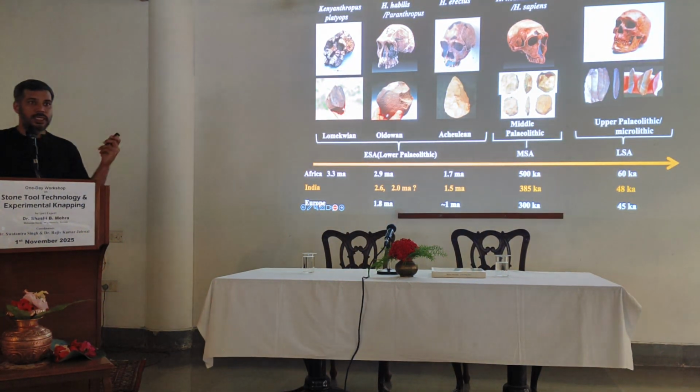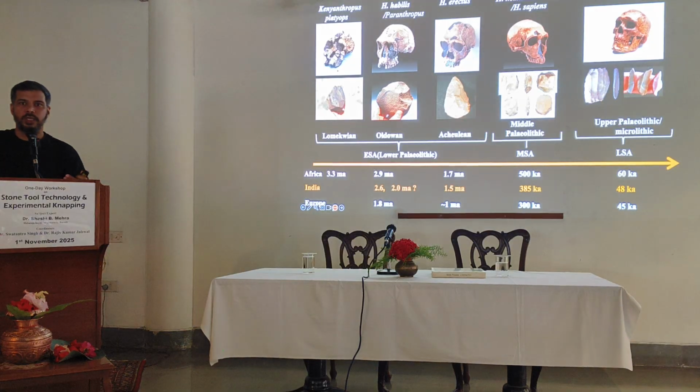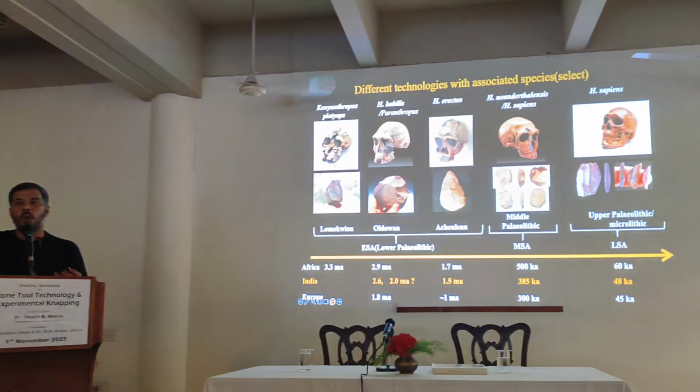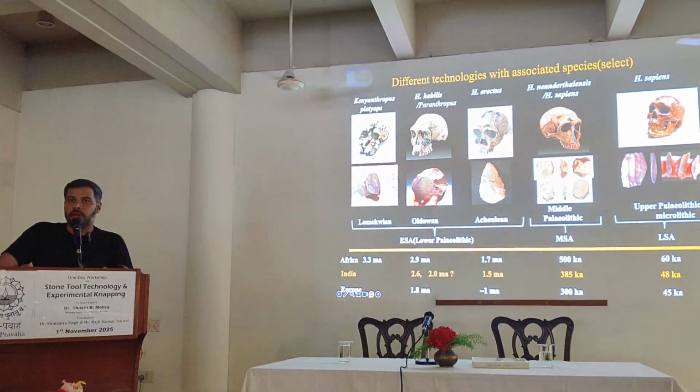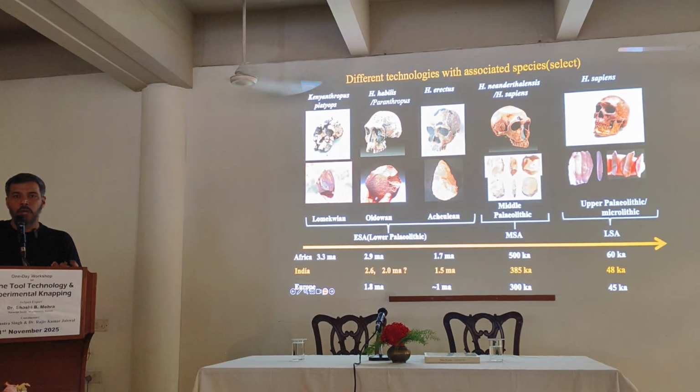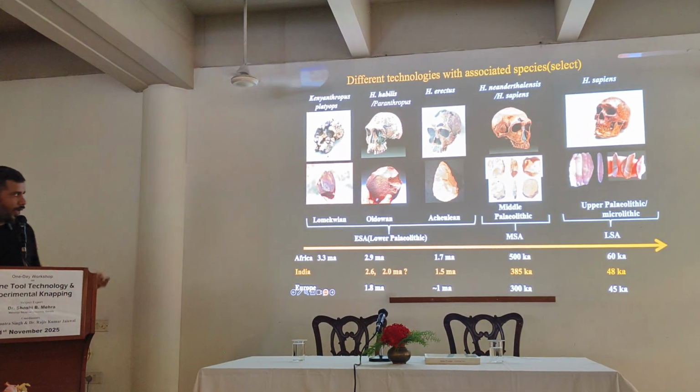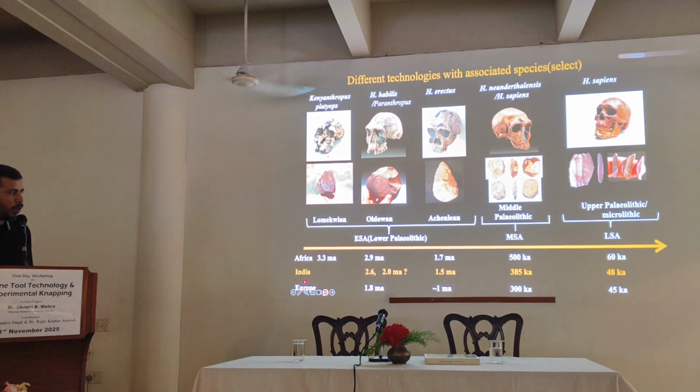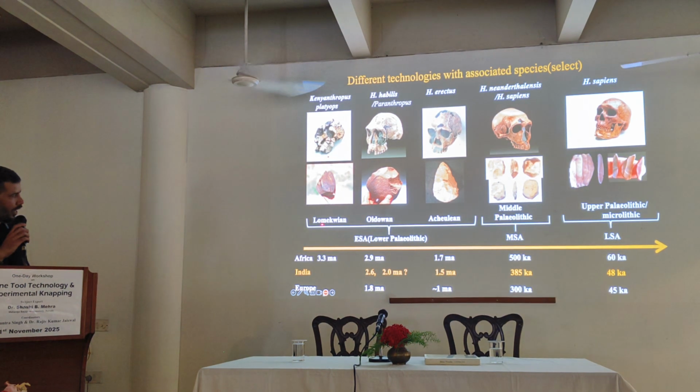Okay. So these are the different technologies. When you are talking about the earliest technology of hominins in the world, we have here, you can see, Africa, India, and below, Europe. So the oldest technology for now is Lomekwian. Okay, Lomekwian is dated back to 3.3 million years. And then we have Oldowan. For Lomekwian, we have only one site for now, but for Oldowan we have many sites.